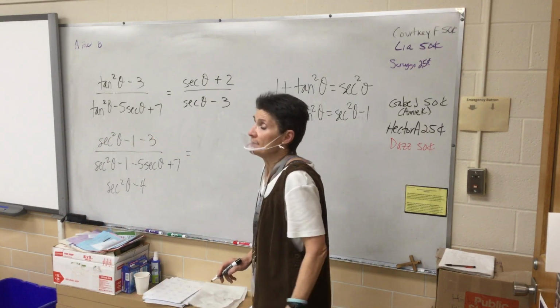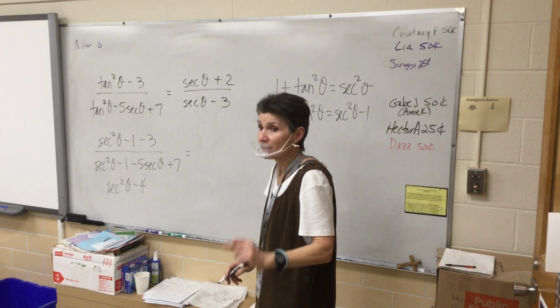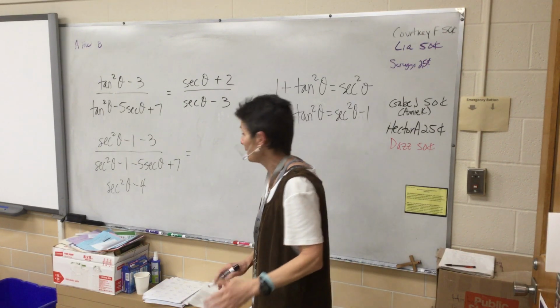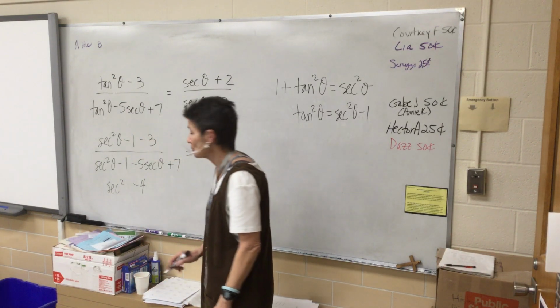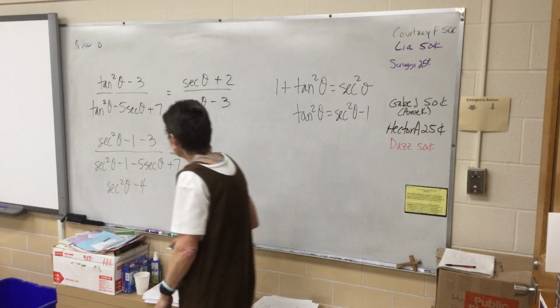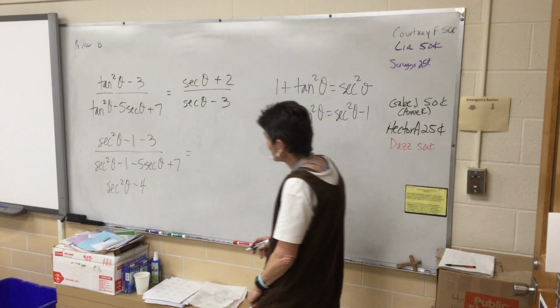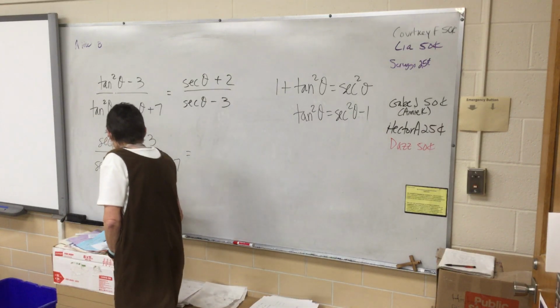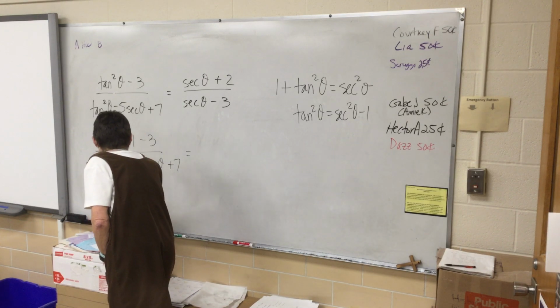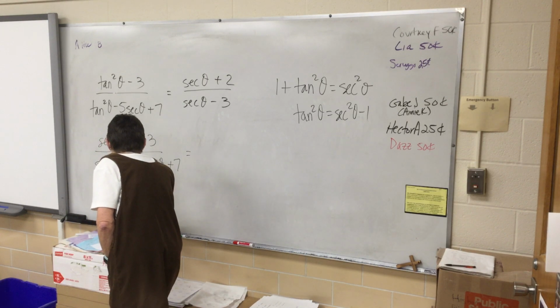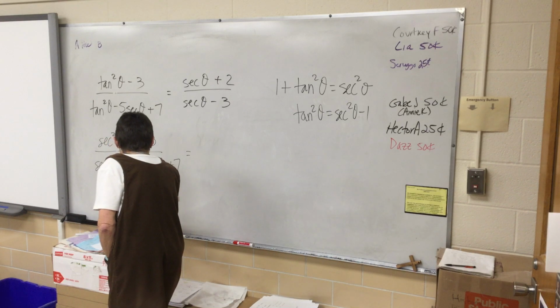You're going to lose a point if you don't put a variable in. I don't care if it's x's or thetas or whatever, but if you just do this, you're going to lose a point. Make sure you have your variable attached. So the top is secant squared minus 4, and the bottom is secant squared minus 5 secant plus 6.